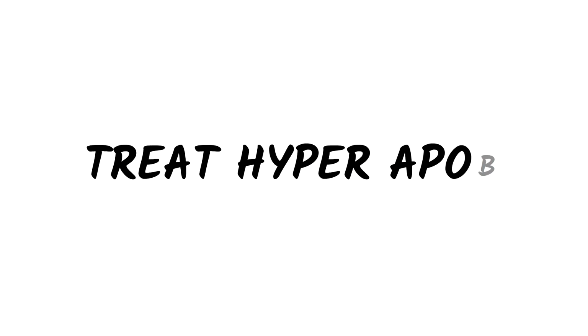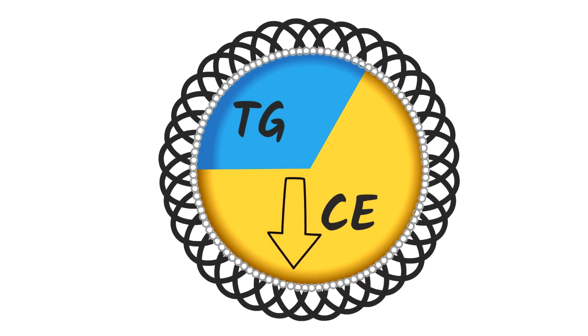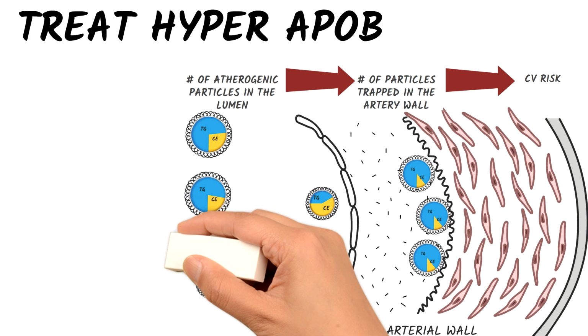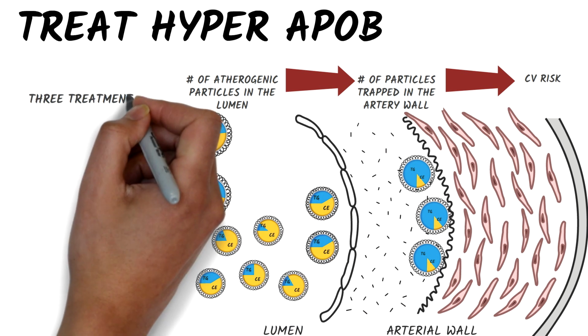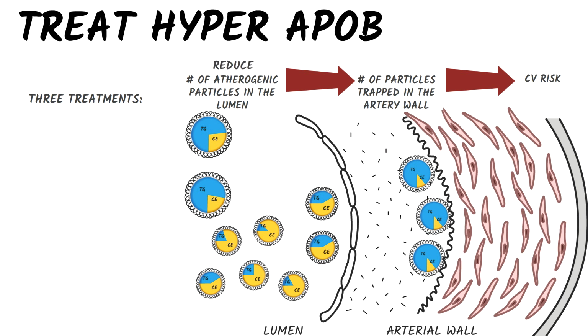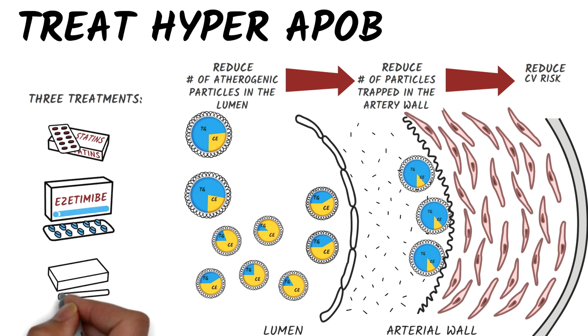Now, how do we treat hyperapoB? The same way we treat LDL-C, because it turns out that our treatments lower LDL-C by increasing the rate at which apoB particles are removed from plasma. There are three treatments that lower cholesterol and apoB by reducing the number of apoB particles within the lumen, which reduces cardiovascular risk: statins, ezetimibe, and PCSK9 inhibitors.